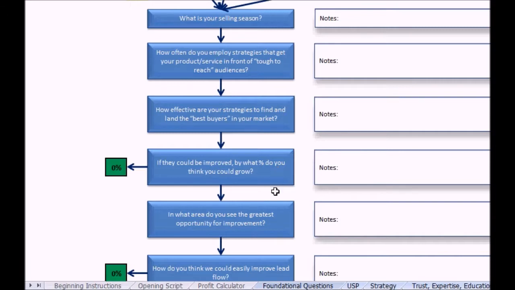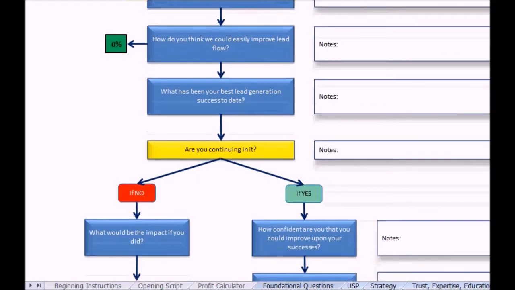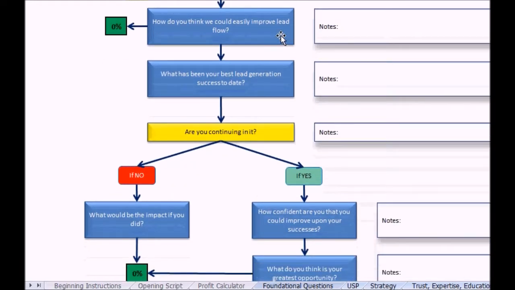In what area do you see the greatest opportunity for improvement? And perhaps, again, they know the answer and they just need someone to lead them through that. How do you think we could easily improve lead flow? Again, they might have the answer for you, or maybe you have to suggest something. Even if you don't know it, you can move on because something might come to you later.